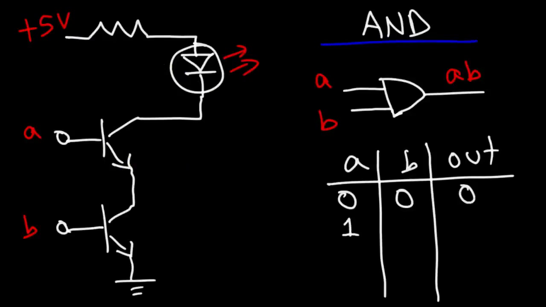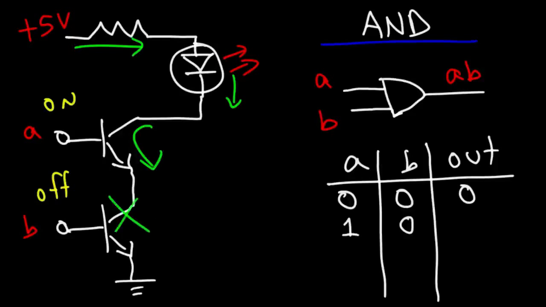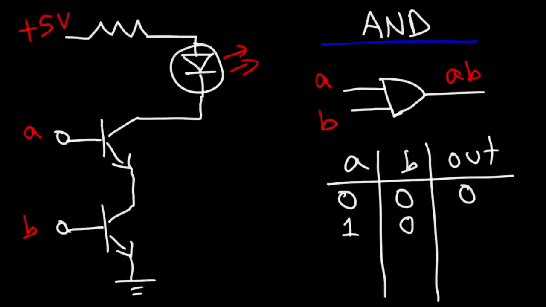Now what if A is in an on state and B is in an off state? Will the LED be on or off? Current can flow through the resistor, through the LED, and through the first transistor. However, because the second transistor is off, no current can flow through it. So therefore, no current will flow through the LED. So the LED will be in an off state. So we're going to put a 0.